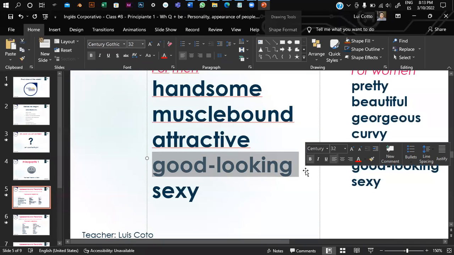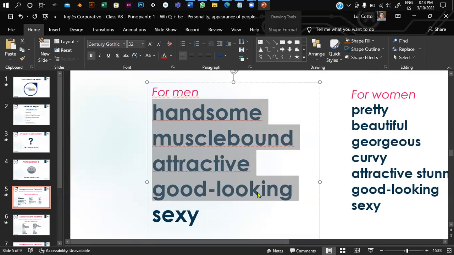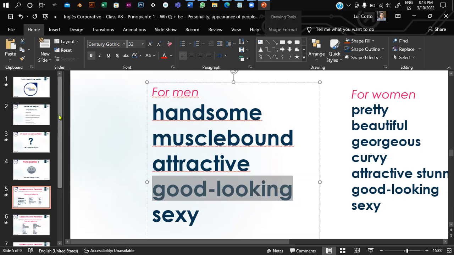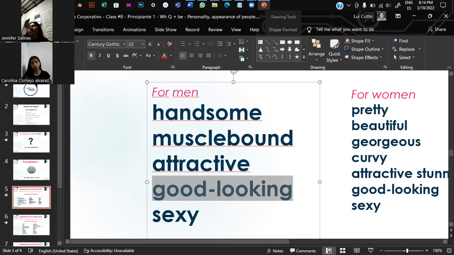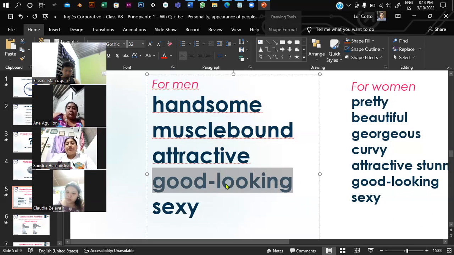Next adjective for appearance: good looking. Remember, these ones are for looking. Men, good looking. Which actor is good looking in your opinion? George Clooney, I don't know. Carolina, any actor that is good looking? Tom Cruise. Okay, don't forget Tom Cruise. Brad Pitt too is good looking.